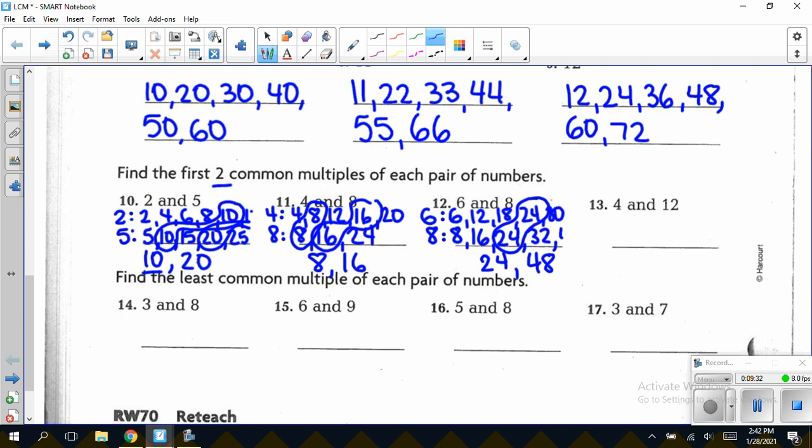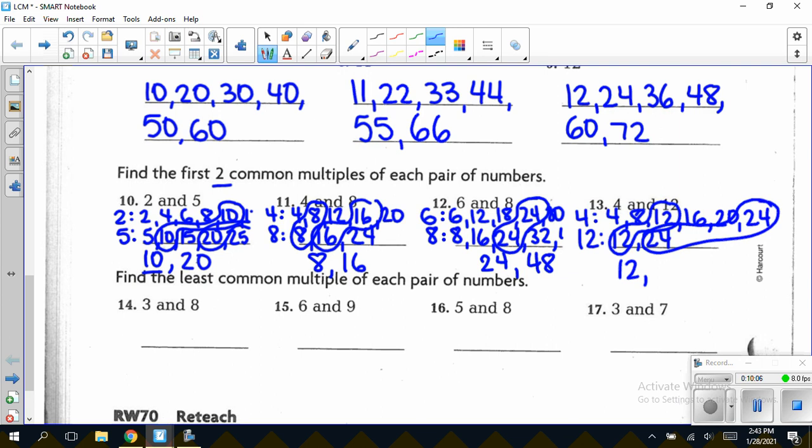For question number 13, I'm counting by 4s and also by 12s. So 4, 8, 12, 16, 20, 24. So now I'm going to count by 12s. I have 12, 24. By just listing the first two multiples of 12, I can already see that I can stop because my first set, my LCM, is 12. My second set is 24.